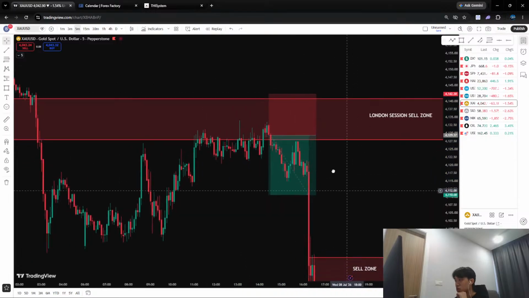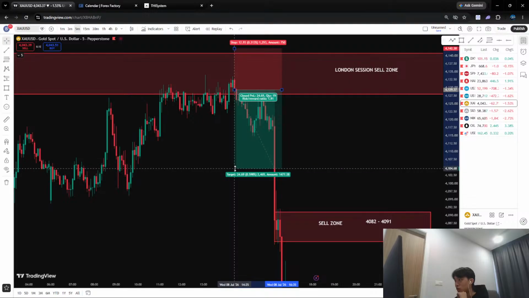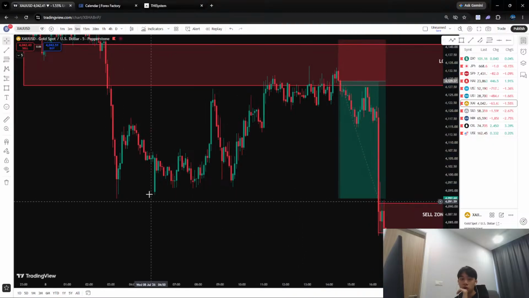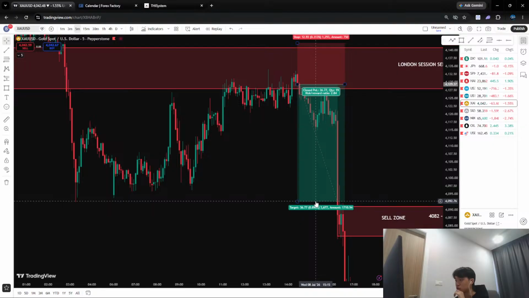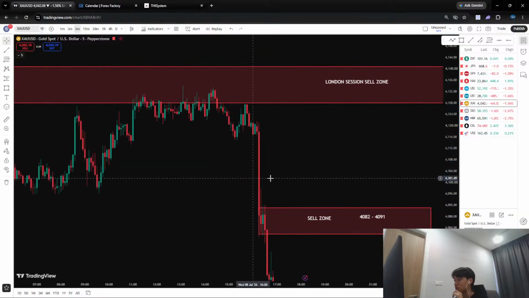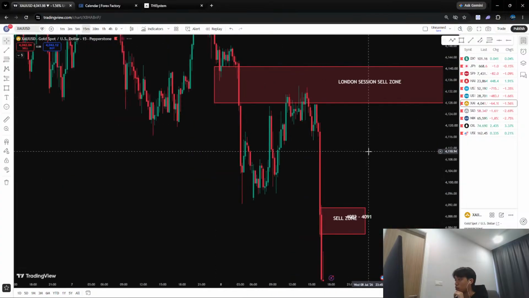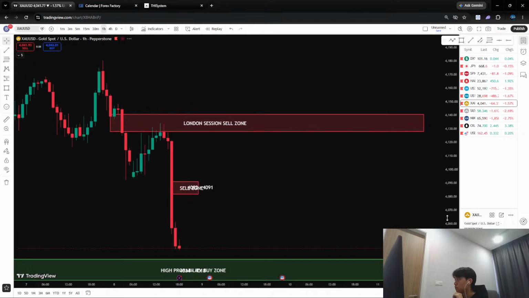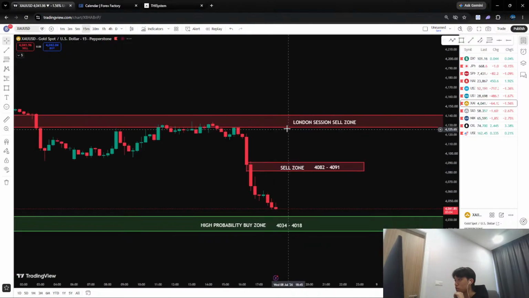It is around 130 pips, and you can aim for a ratio of 2, or you can aim for this bottom right here, this lower point. So this is around 360 pips that we caught today using the London session sell zone that was given in my premium, and also the different setups. So let's see.